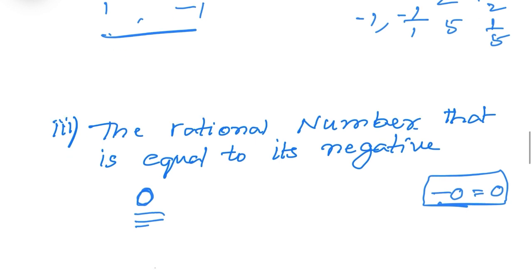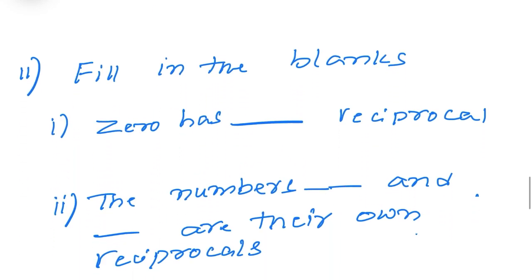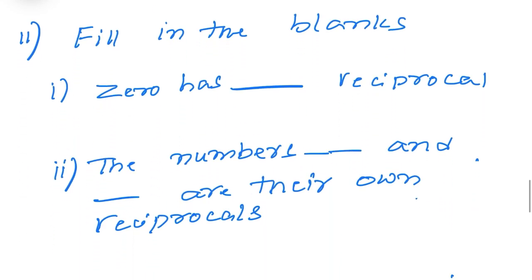Okay? Next sum. 11th sum. Fill in the blanks. 0 has dash reciprocal. The reciprocal of 0 is 1 by 0, which is undefined. That means 0 has no reciprocal. That's why you write it has no reciprocal. 0 has no reciprocal.